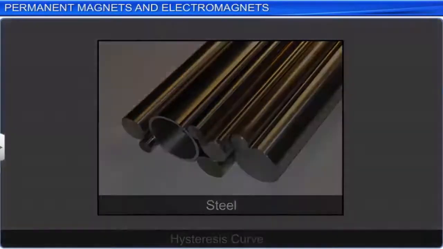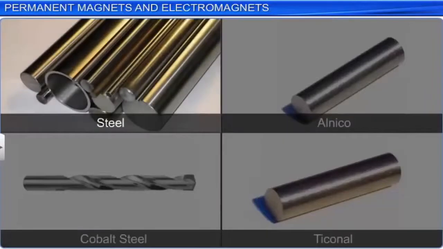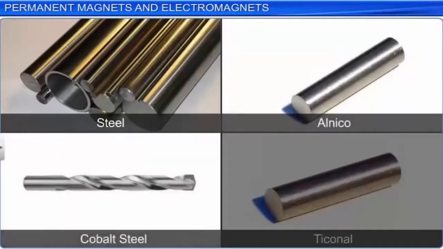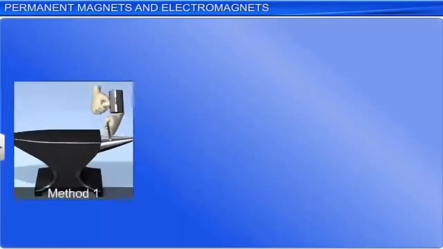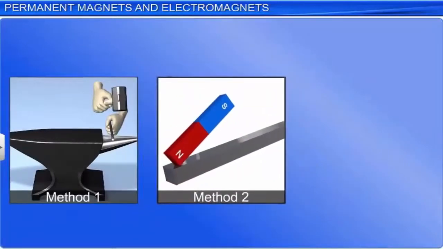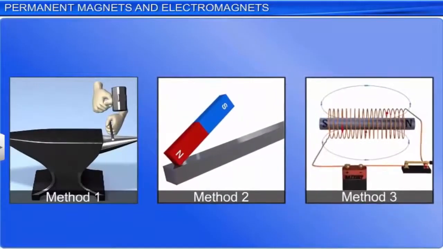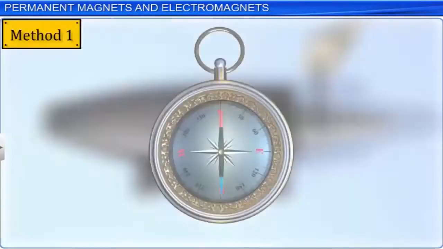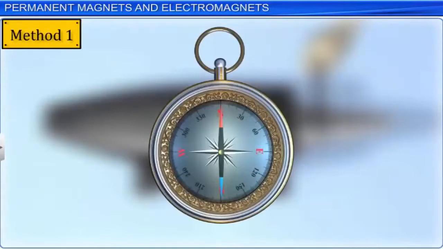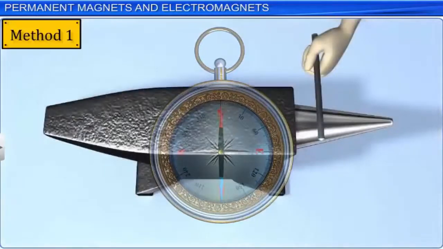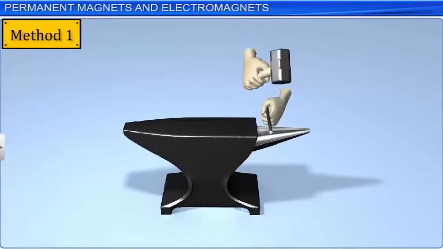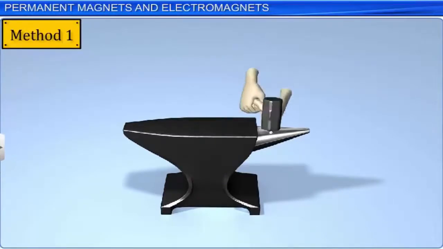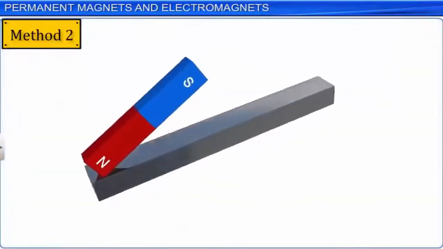There are different methods of making permanent magnets. In method 1, we can prepare a permanent magnet by holding a steel rod in the north-south direction and hammering it repeatedly. This is an age-old method of magnetization. In method 2, hold the steel rod and rub it with one end of a bar magnet repeatedly in a particular direction. Thus, a permanent magnet is formed. This method of magnetization is known as single-touch method.